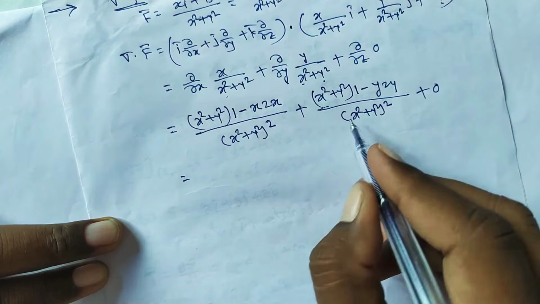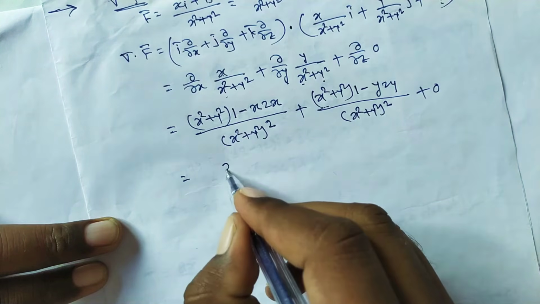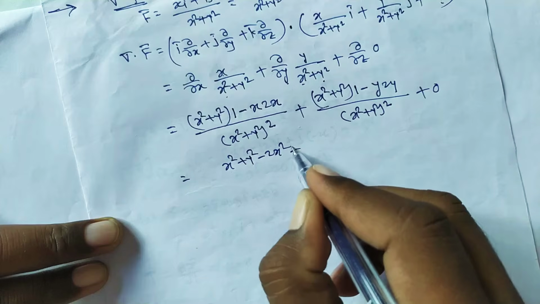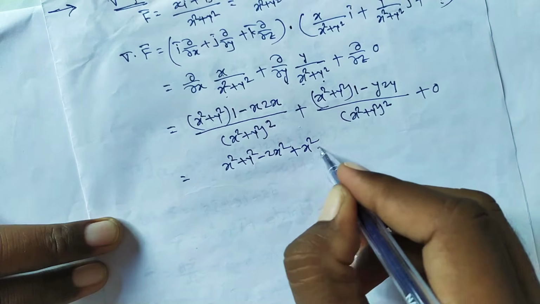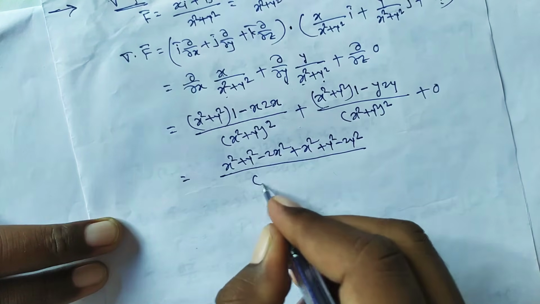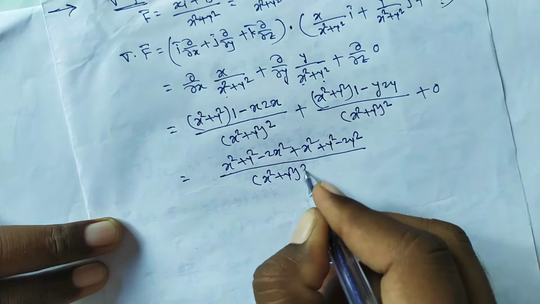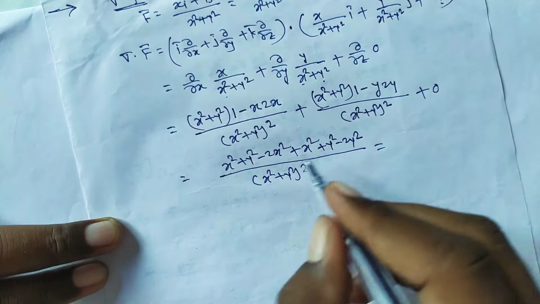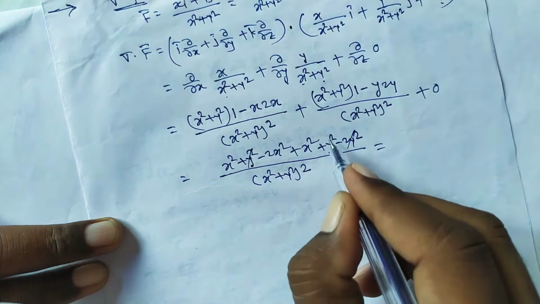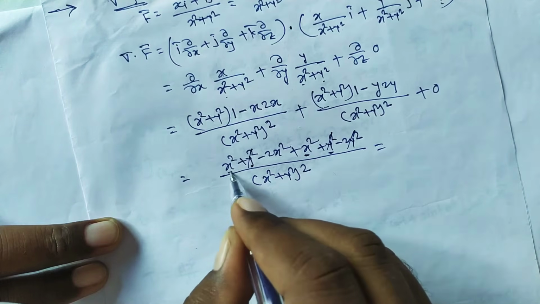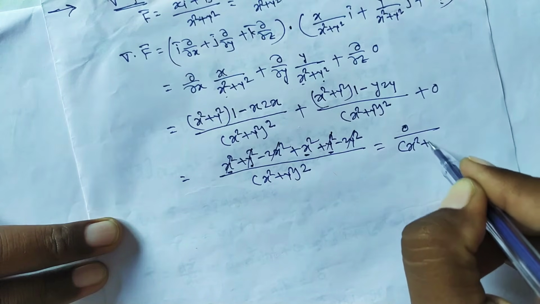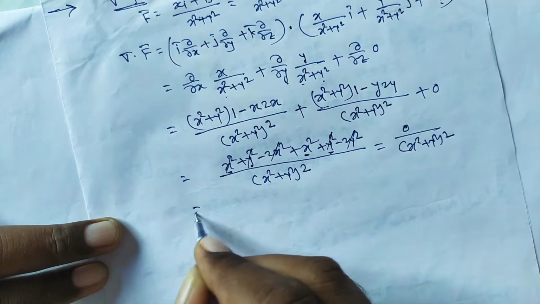Okay, now after simplification, what is this? The denominators of both terms are the same, so we can take the LCM. The numerator is (x square plus y square minus 2x square) plus (x square plus y square minus 2y square), divided by (x square plus y square) whole square. If you observe carefully, this y square plus this y square is 2y square, and this minus 2y square gets cancelled. Similarly, this x square plus this x square is 2x square, and 2x square minus 2x square gets cancelled. So this is 0 upon (x square plus y square) whole square, which means 0.